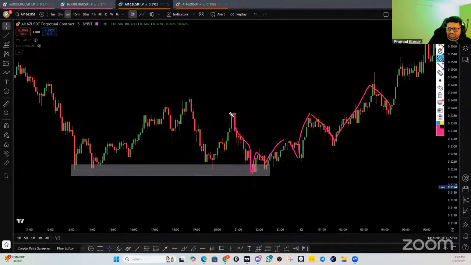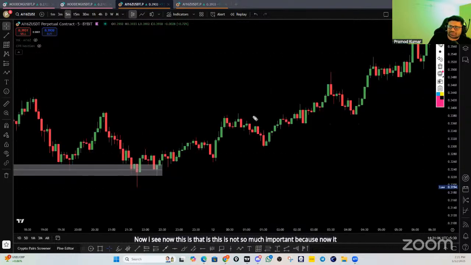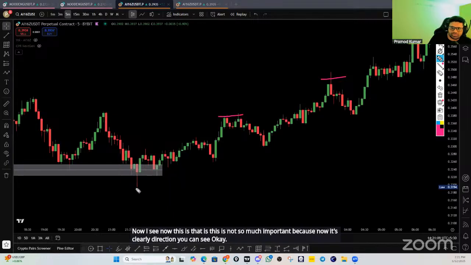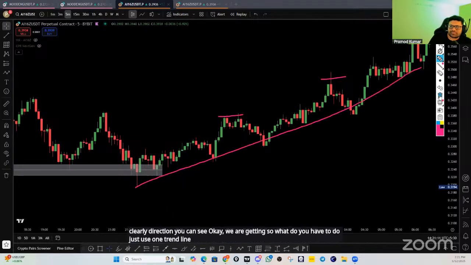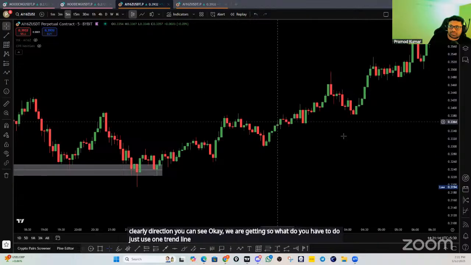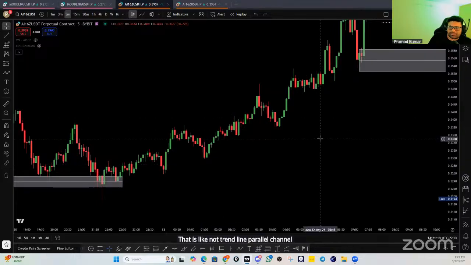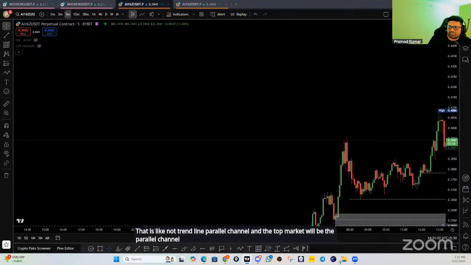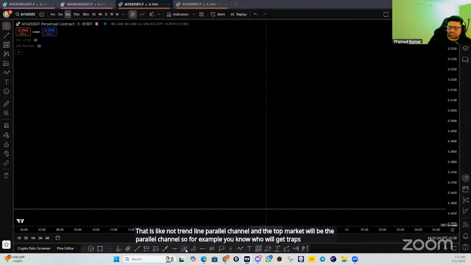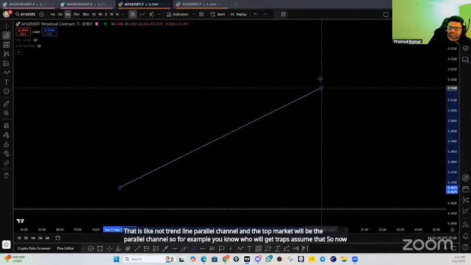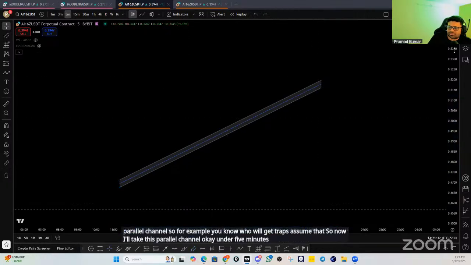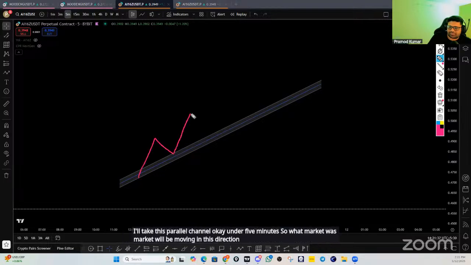Now this is not so important because now the direction is clear. So what you have to do is just use one parallel channel, not a trend line. The market will be moving within the parallel channel. So for example, you know how we get trapped, sir? Assume that. Now I'll take this parallel channel on the 5 minutes. So the market will be moving in this direction.